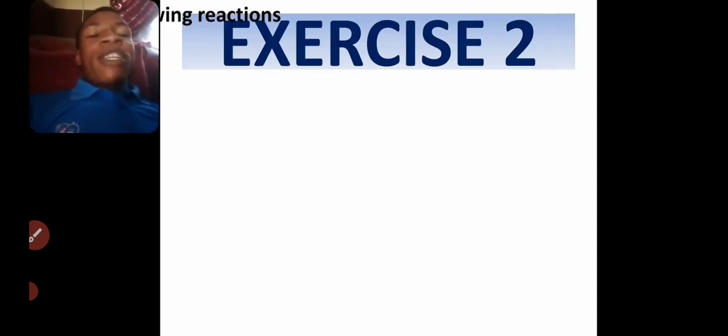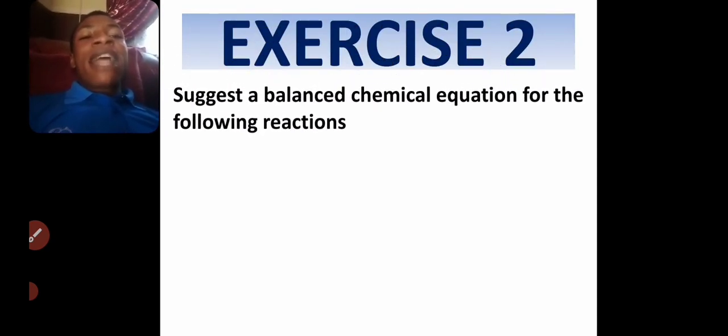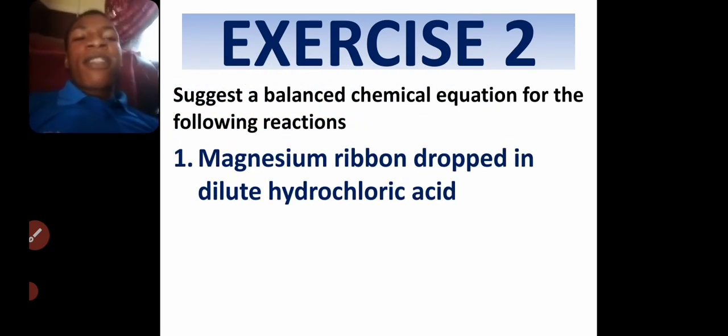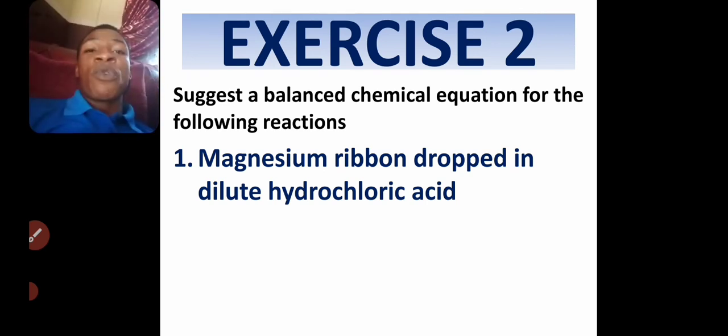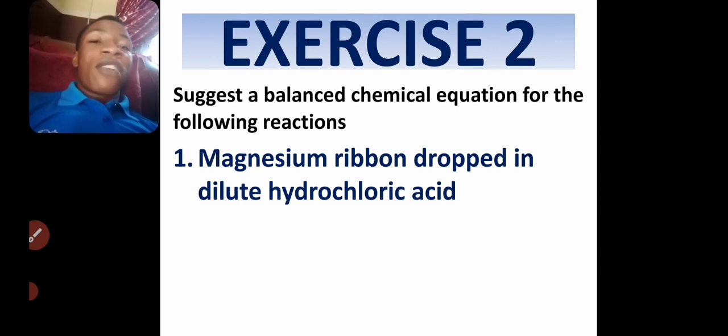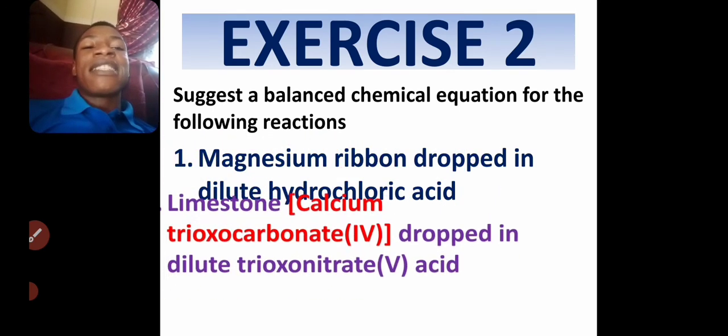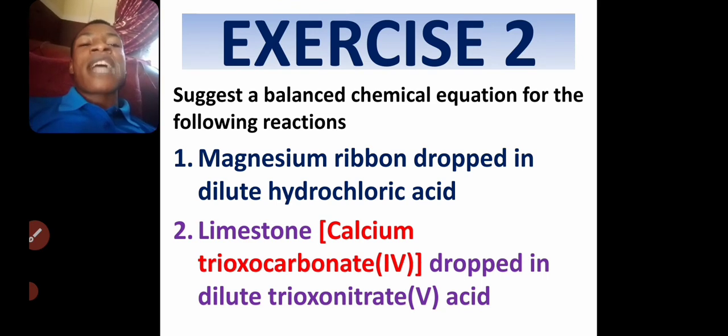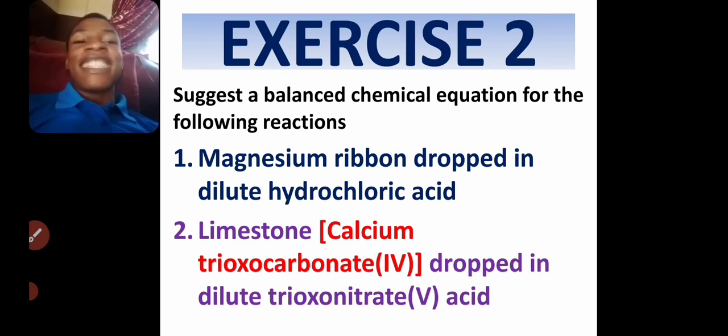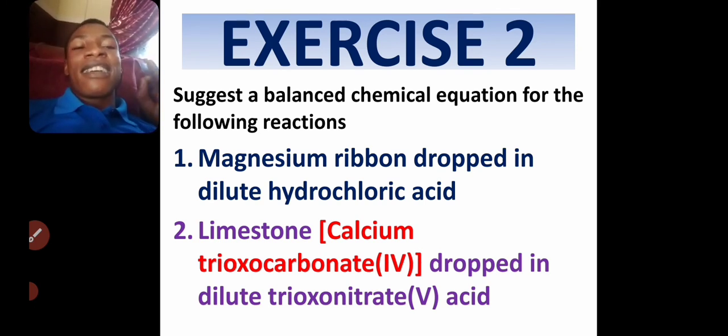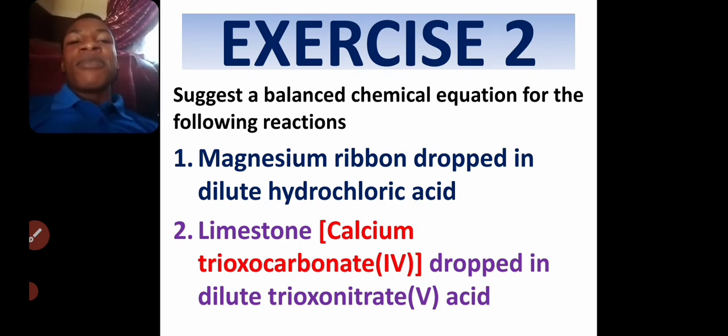Let's see exercise 2. In this exercise 2, you are meant to write a balanced equation for the following word reactions. Number 1, magnesium reacts with hydrochloric acid. So write magnesium in formula, then hydrochloric acid in formula, then write their product. Limestone is calcium carbonate, CaCO3, dropped in dilute trioxonitrate V acid.